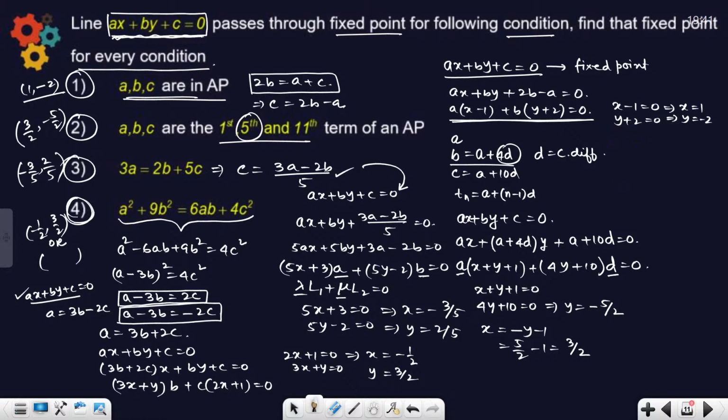I hope now it is clear to you how to handle the problems on family of lines. Okay? Now, if you have any problem, you can write in the comment section. So I will definitely get back to you.